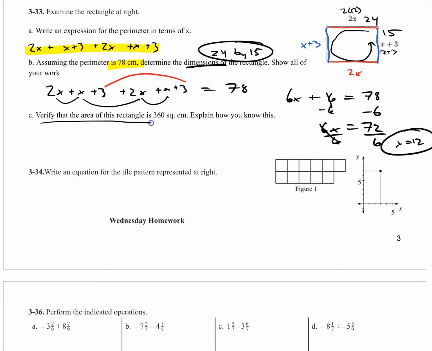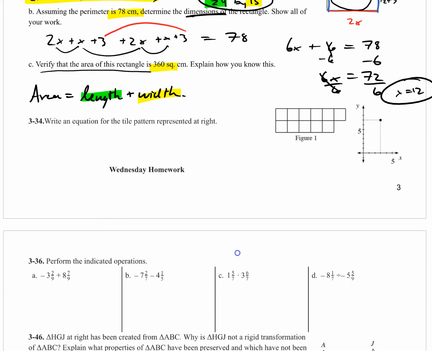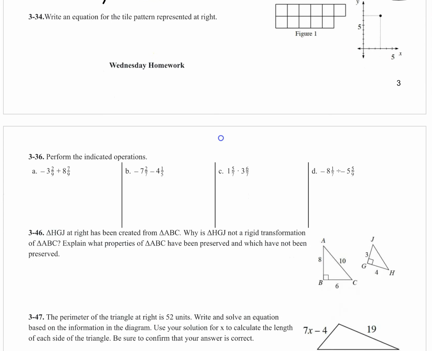Now I'll let you work on area. Just remember area equals length times width. Right? So we have our length and we have our width. Now check your answer. If you multiply those, do you get 360? Explain how you know this, so make sure you explain.